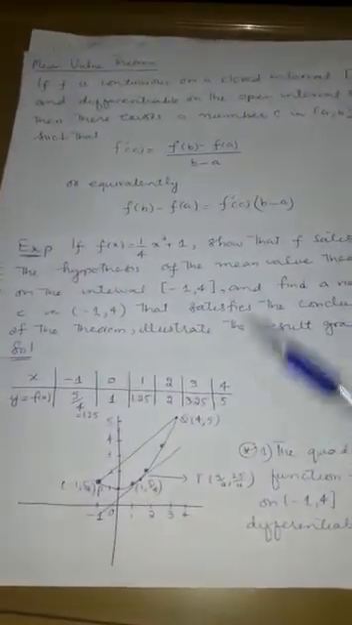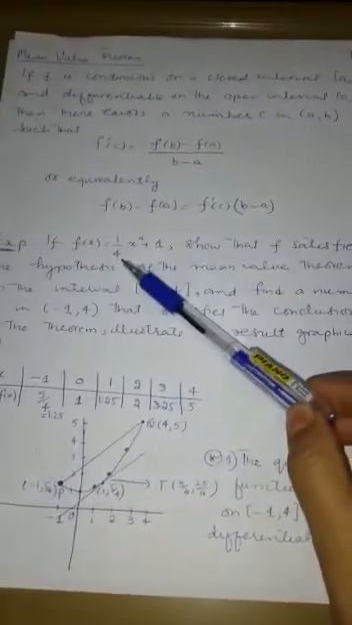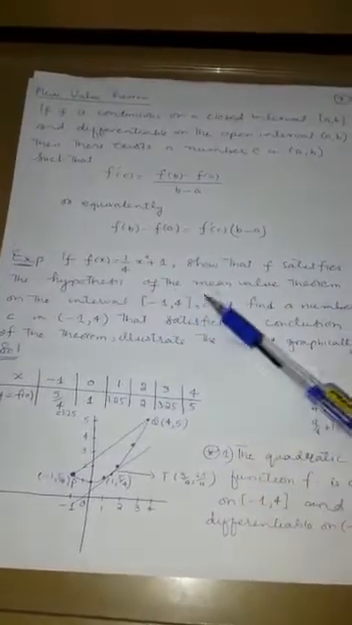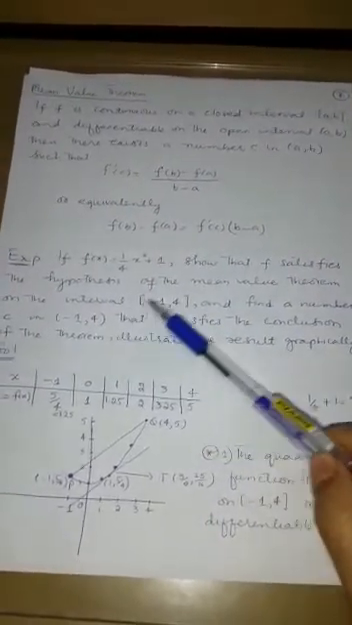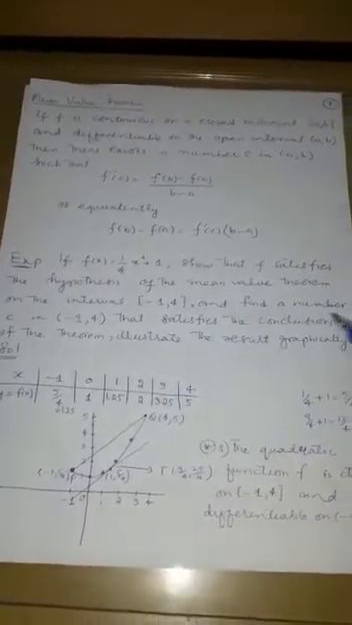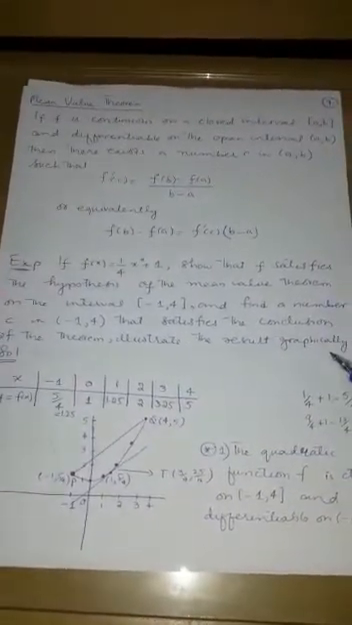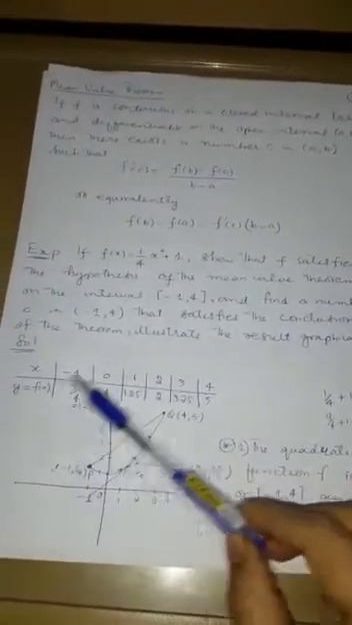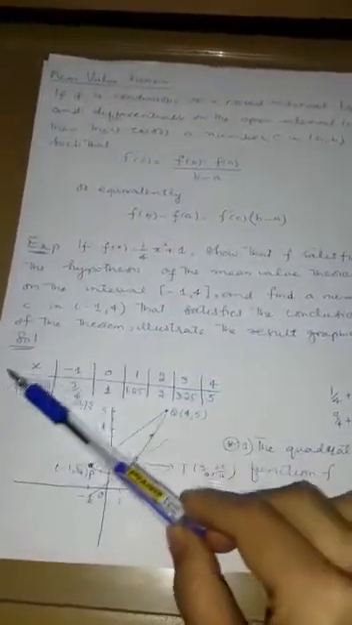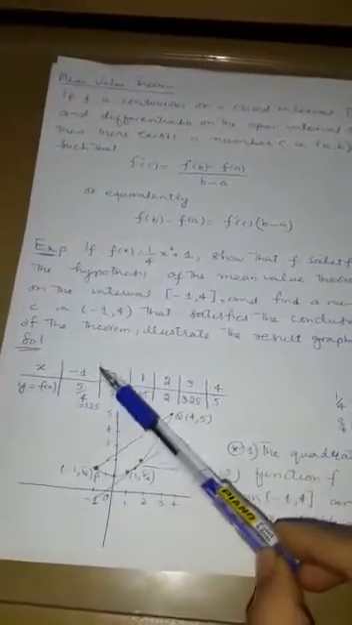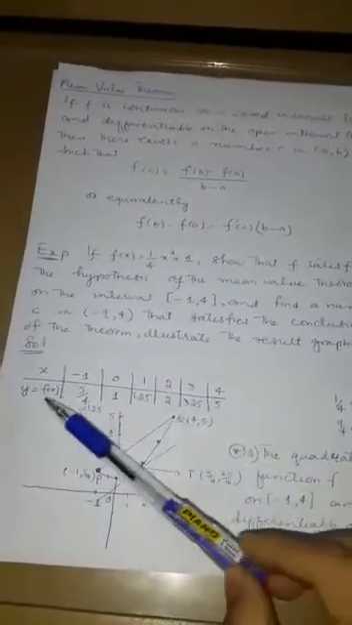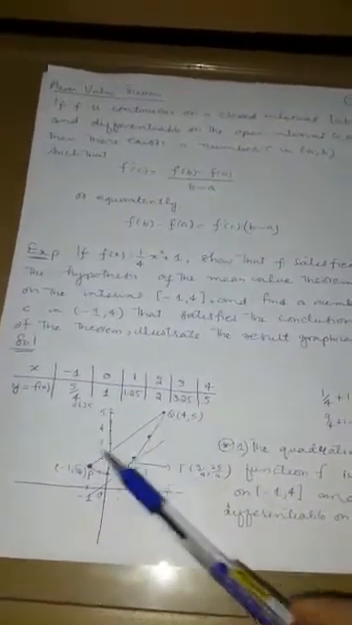Now we have an example: f of x equals 1 over 4 x squared plus 1. Show that f satisfies the hypothesis of the mean value theorem on the interval [-1, 4] and find a number c in the open interval that satisfies the conclusion of the theorem. Illustrate the result graphically. For the graph, we will make a table of values from -1 to 4, and according to this table we will draw a diagram.